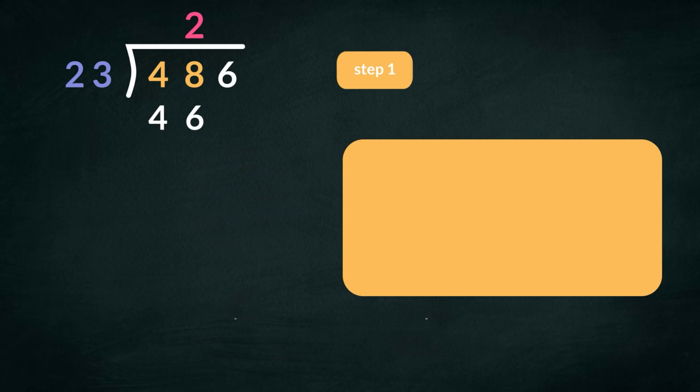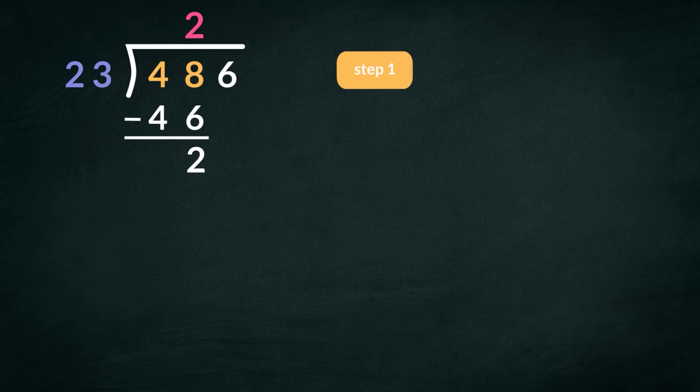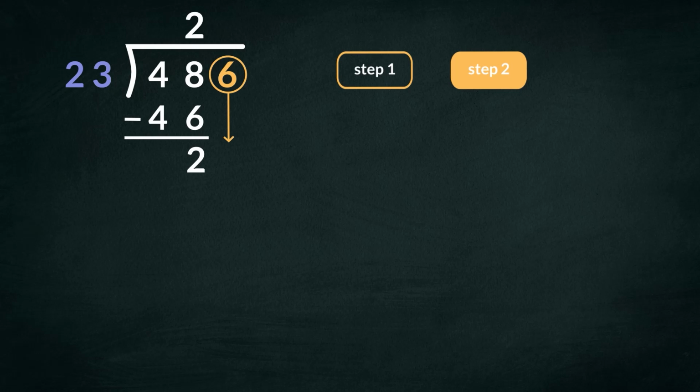Okay, now that we know that 2 23s can almost fit into 48, and we've multiplied 2 by 23 to get 46, it's time for some subtraction action to see how big the remainder is. 48 minus 46 equals 2. Whew, what a workout. But don't relax just yet, because we haven't touched the third digit, which is 6. For step 2, we'll copy 6 and put it next to 2.